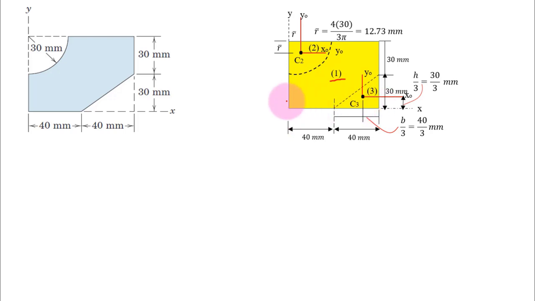Remember that in reality the rectangle is not fully shaded. The quarter circle and right angle triangle are not shaded. Therefore, when we calculate the area and moment of inertia of those unshaded shapes, we have to use a negative sign, to subtract the area and moment of inertia from the total. Well, the next procedure is just to locate the centroid of each shape from the x and y axis.